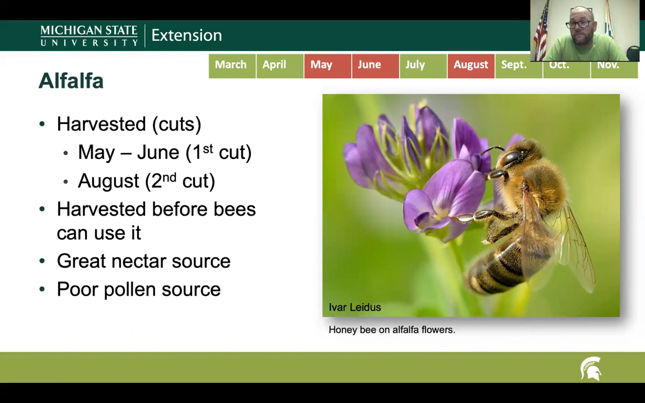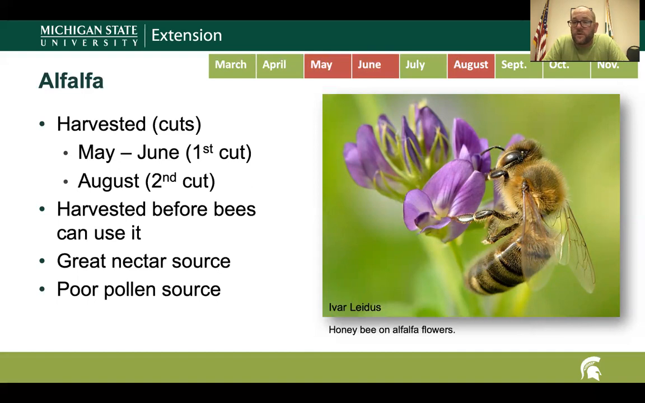An acre of alfalfa has about 2 billion flowers in it. So it's a ton of flowers for an acre. And it is a very, very good nectar source. Like I said, though, as far as pollen is concerned, it's a pretty poor resource. Not all the essential amino acids that we need to have.